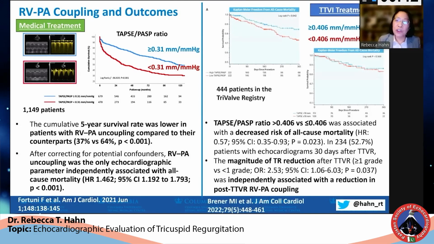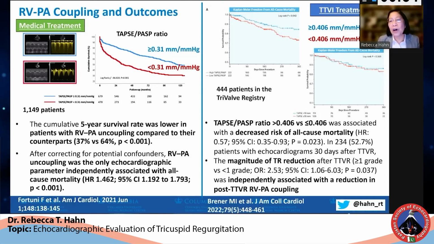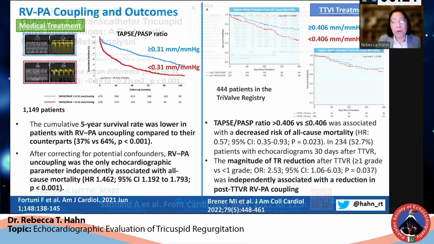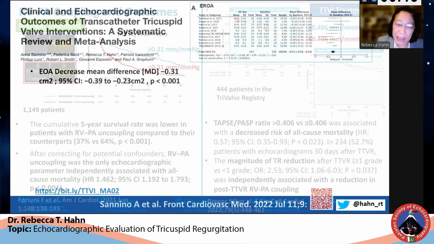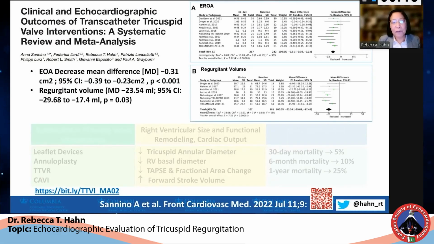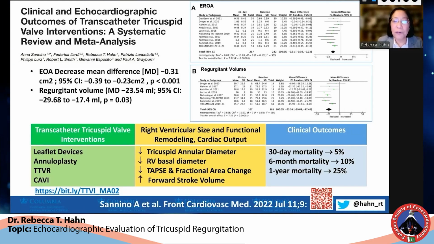In addition, in the TriValve registry of TTVI, and this is mainly TEER devices, edge-to-edge repair, we see that the cutoff for adverse outcomes is 0.41 millimeters per millimeters of mercury. And so we do believe we have the ability to determine outcomes using RVPA coupling. But remember that even with baseline abnormal function, what meta-analyses have shown is that after transcatheter device therapy, there will be a reduction in that function because of the increase in effective afterload.